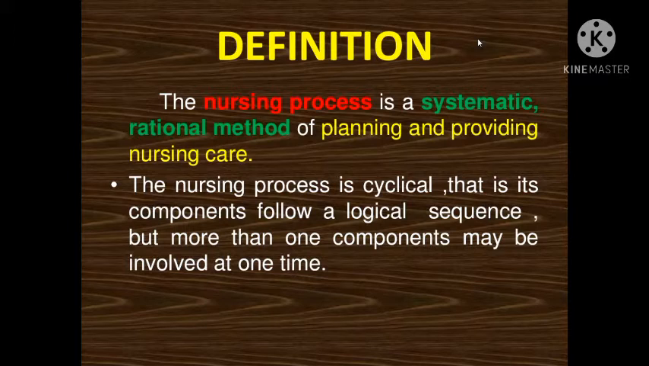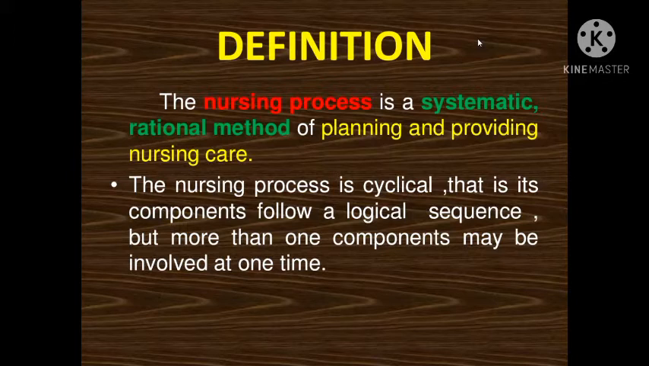Now suppose the patient has an increased temperature, he is feverish, so you are providing a tepid sponge or you are providing a blanket for him because he might get shivering. So there is a reason, there is a rationale, for every care you are providing. So, a systematic rational method of planning and providing nursing care. Then check the next point.